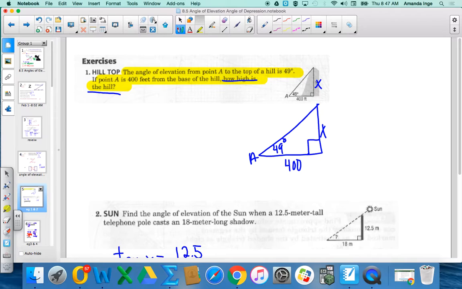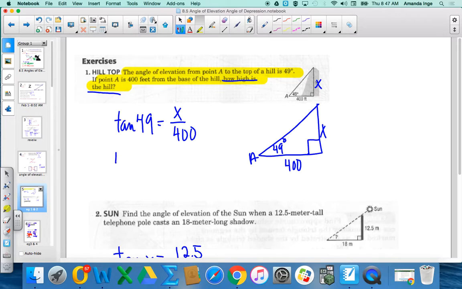Alright, so we have to use either sine, cosine, or tangent. Why did you choose tangent? Because we don't have a hypotenuse and we're not looking for it. So we're going to say the tangent of 49 degrees is equal to the opposite over the adjacent. So write yourself an equation. If you can write the equation, you can solve the problem. And I want to see the equation.